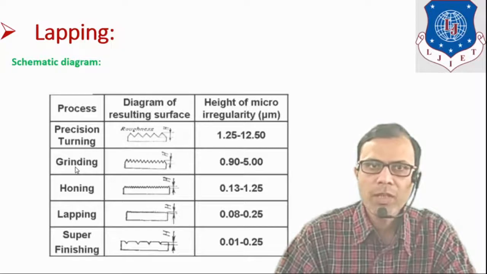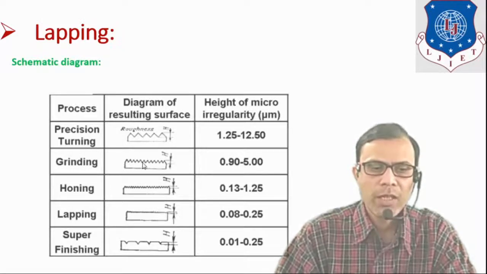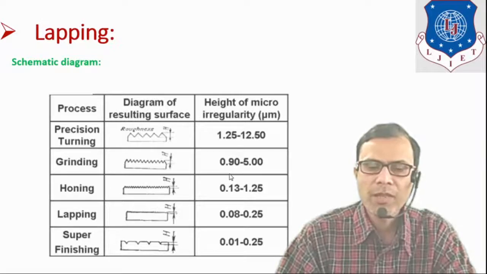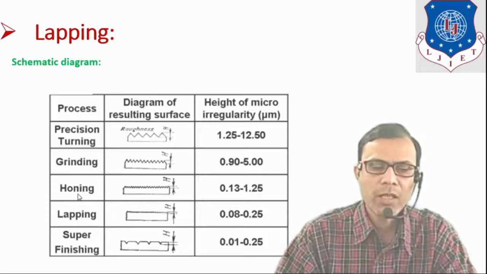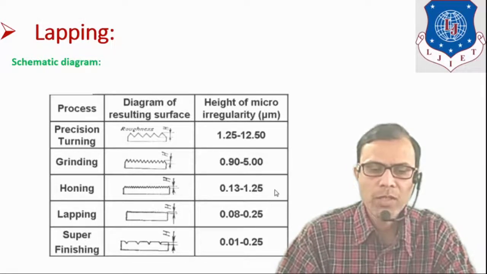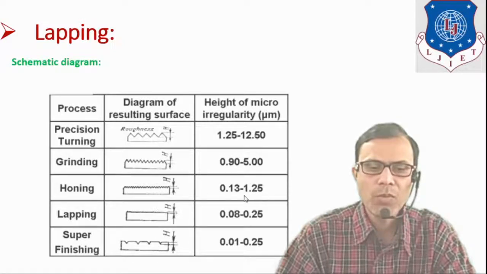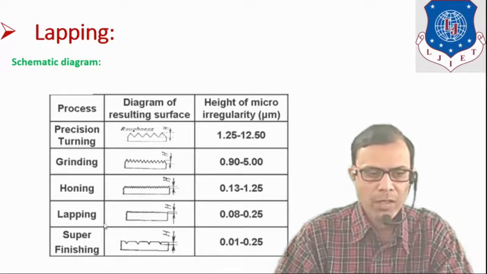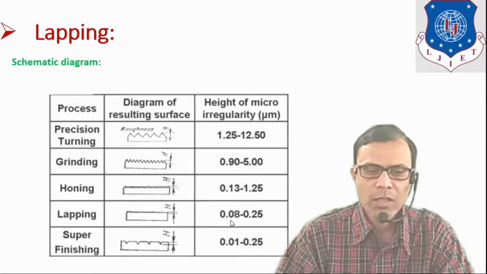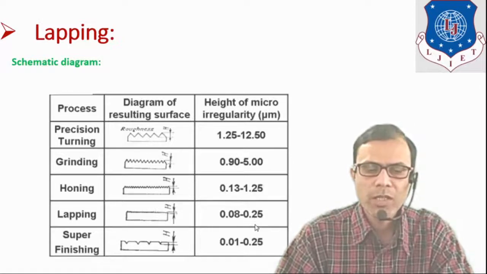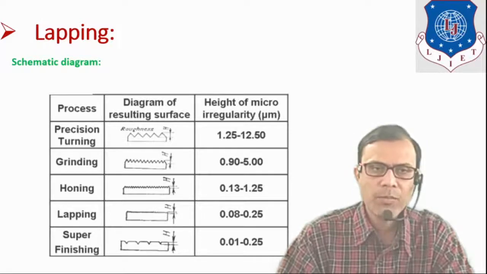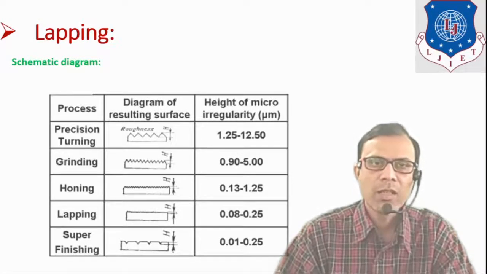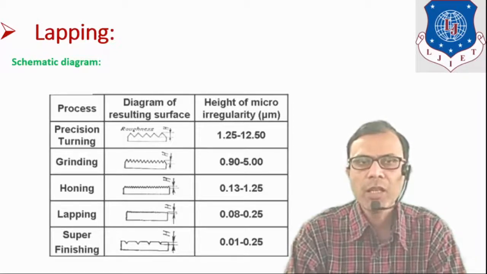The next level of finishing process is the grinding process. In the grinding process, surface roughness is up to 5 micrometer. The next process is the honing process, and in honing its value is up to 1.25 micrometer. The next process is the lapping process, where the surface roughness value is up to 0.25 micrometer. And the next level of process is the super finishing process. So all these are the processes, and by comparison we can see how much surface finish we can achieve.